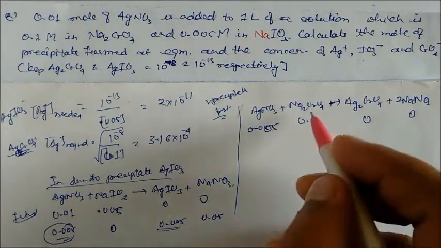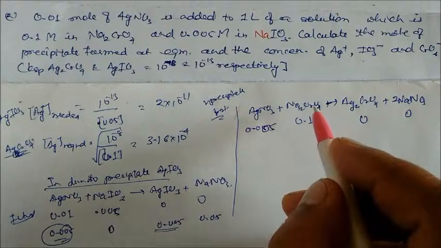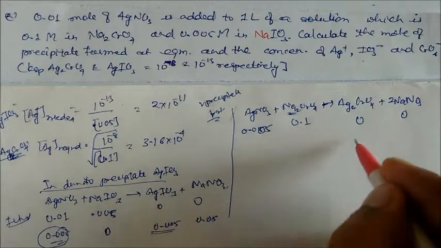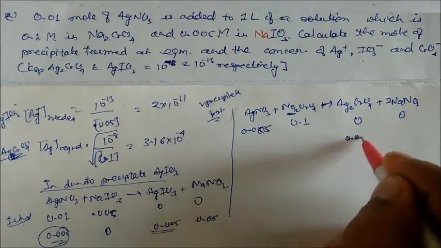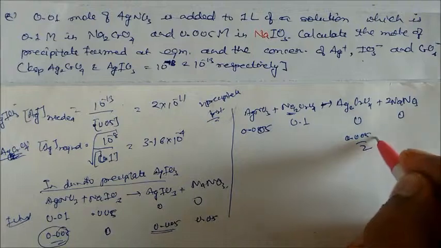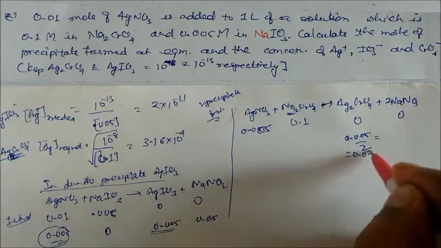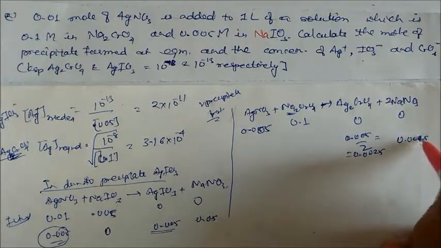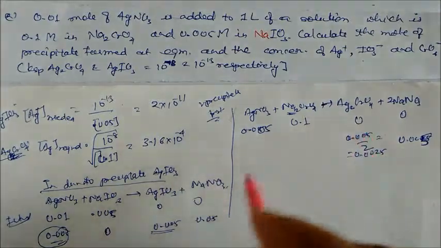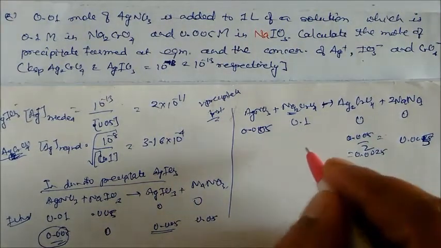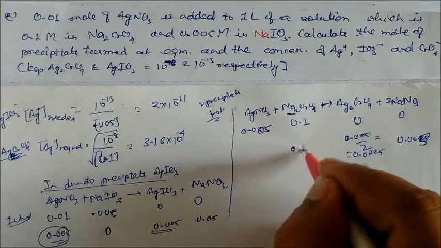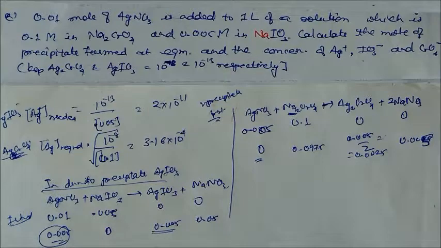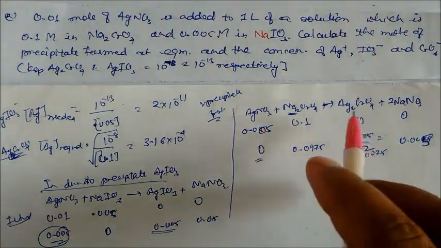Here we require chromate, and since the 2 is already there, we have to take half of the chromate, so it becomes 0.005 by 2, that is nothing but 0.0025. This will again be 0.0025. Now this will be how much? 0.1 minus 0.0025, so this will be 0.0975, and this will be 0. So the silver nitrate will be completely precipitated into Ag2CrO4.